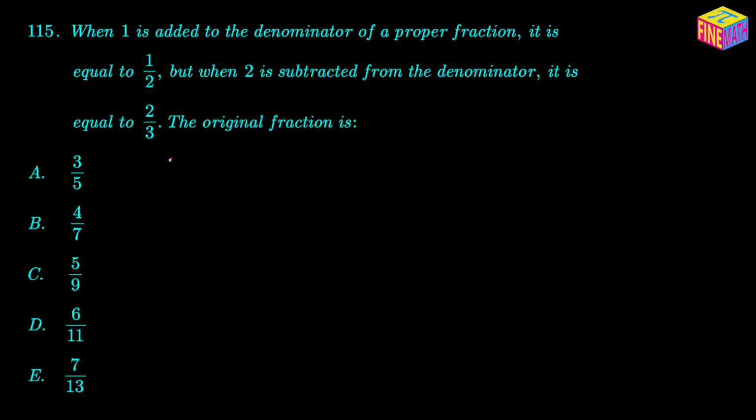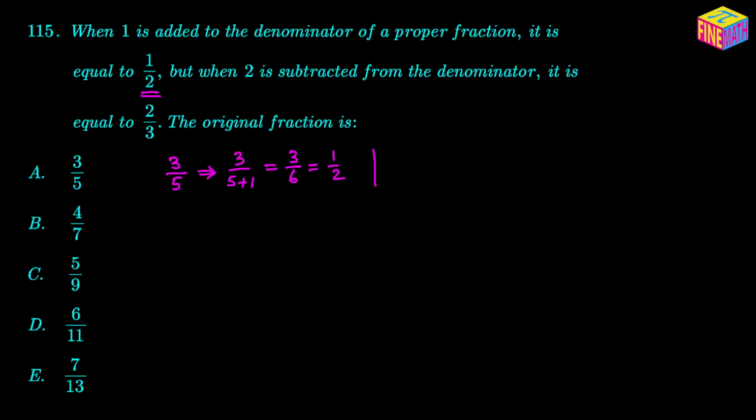So in the option A, we have 3 over 5. And from here, we're going to add 1 in the denominator. So this becomes 3 over 5 plus 1, and that would be 3 over 6, and that is actually 1/2. So yep, that satisfies our first requirement. Well, how about the second requirement?